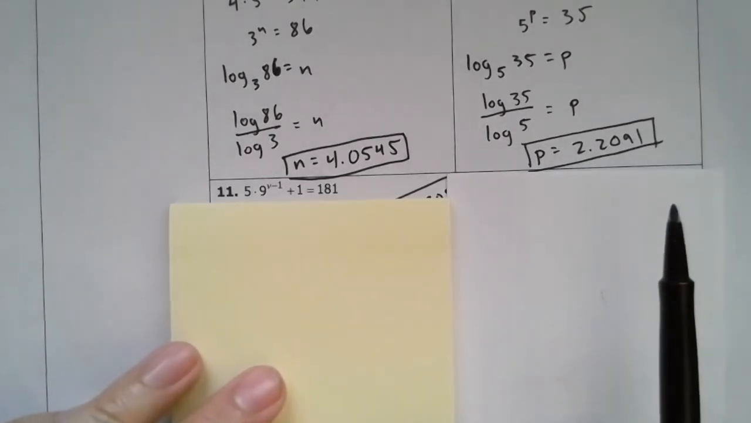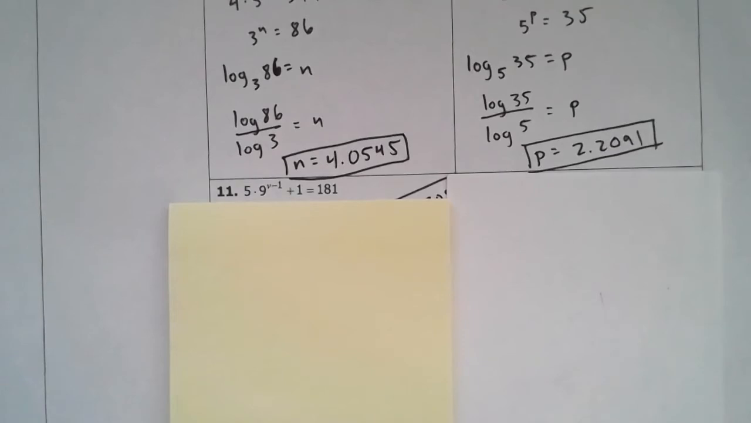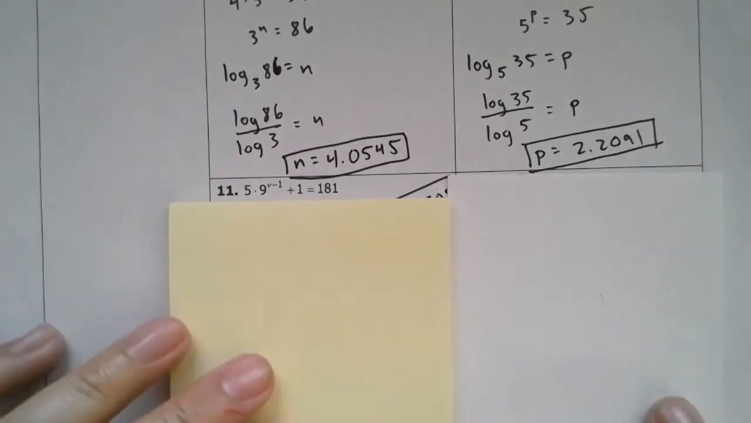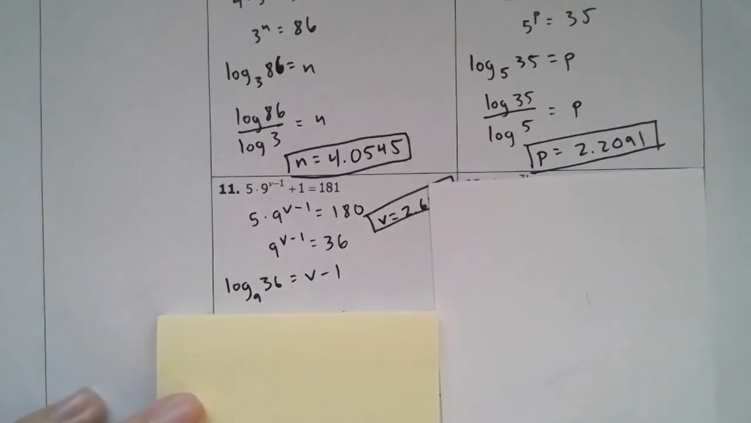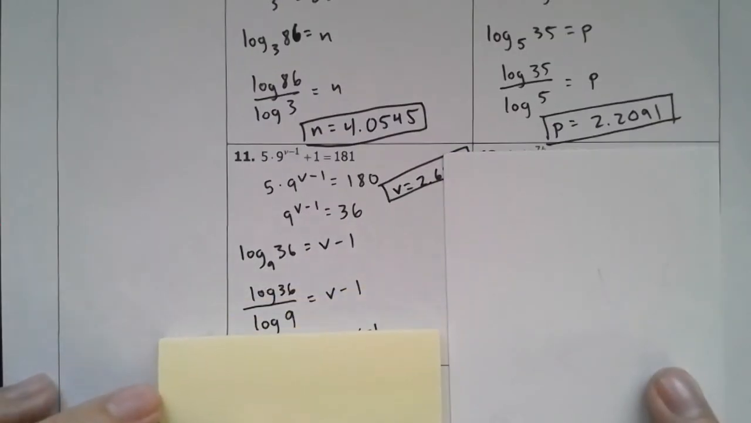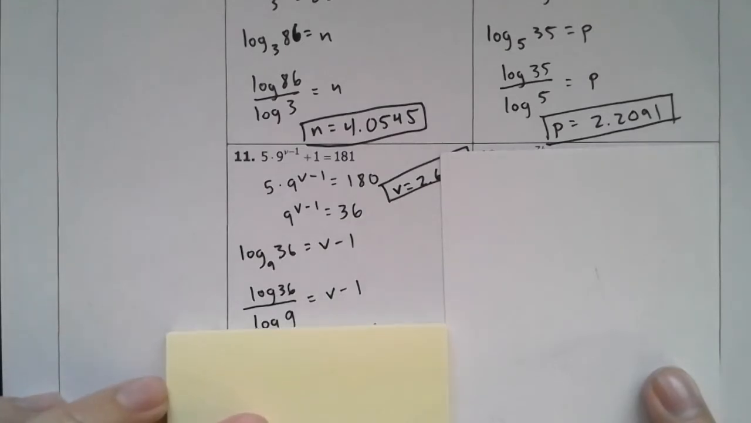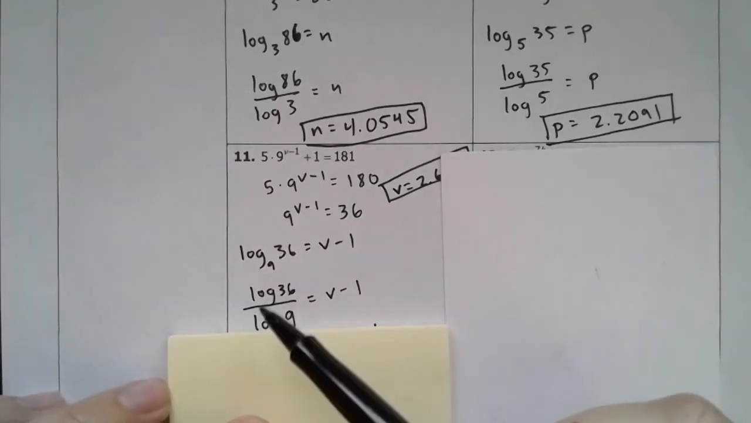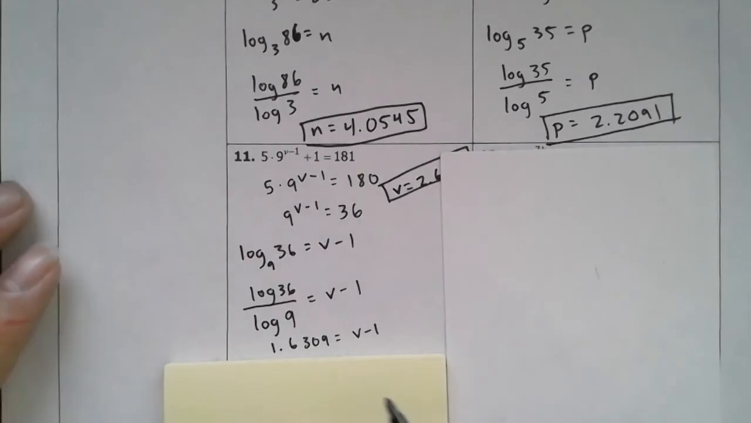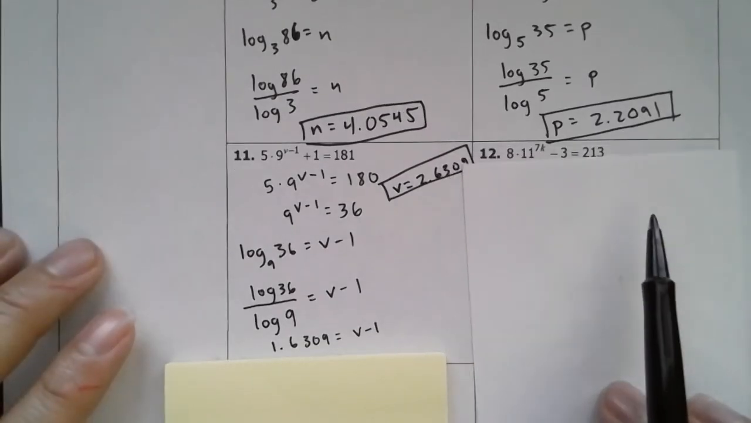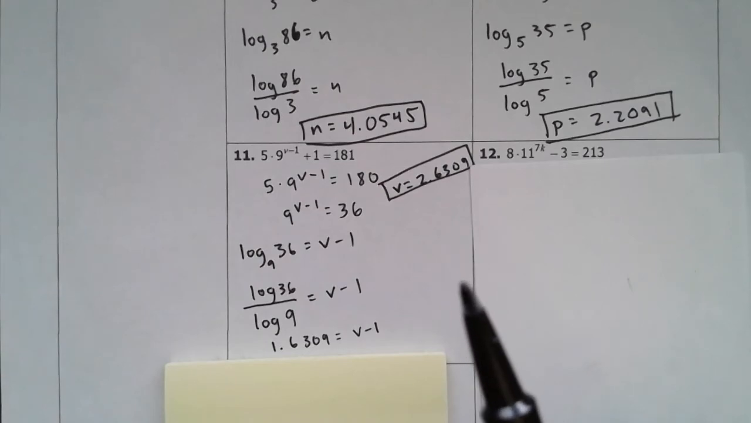So, whoops. Subtract 1 from both sides, and then divide by 5, you're going to get 9 to the v minus 1 is equal to 36. Then I rewrite this as a log, and I get that right there. Okay, and there's nothing I can raise 9 to, there's no exponent to get 36, so it's change of base formula. Okay, and I get that expression there. Do this in your calculators. You'll get 1.6309, and then you add 1 to both sides, and that's where you get the final answer of 2.6309.